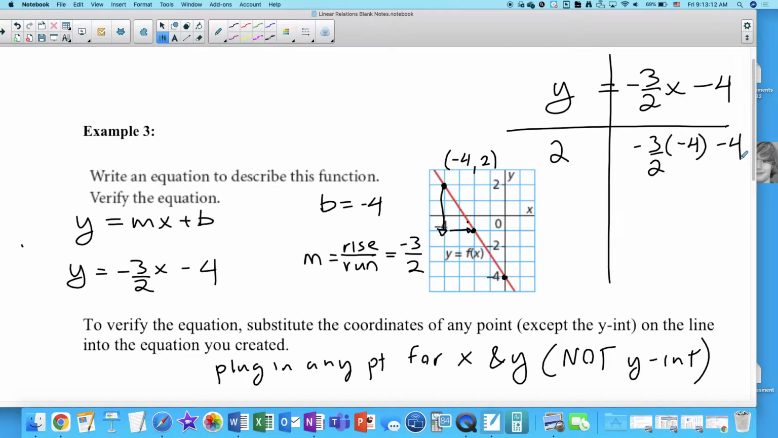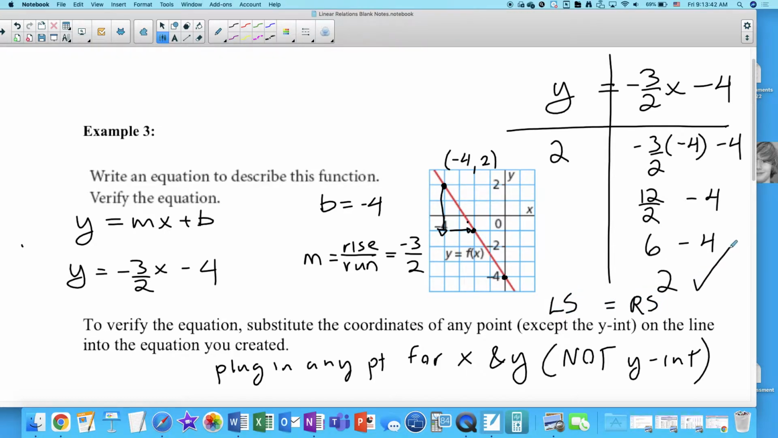Okay? And I know that this left side is equal to 2, so I'm just going to leave that. I don't have to do anything there. But here I have to evaluate this, right? So -3 times -4 is 12/2 minus 4. And that's 6 minus 4, which is 2. I have the left side equal to the right side, right? So I have the left side of the equation equals the right side, which is good.